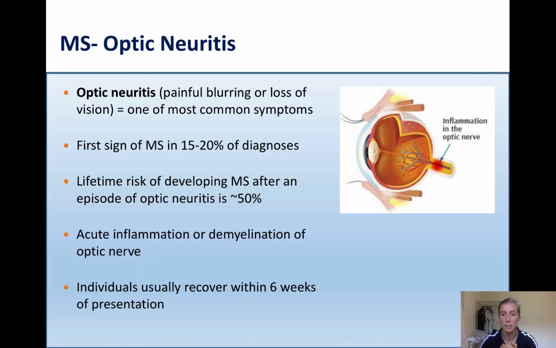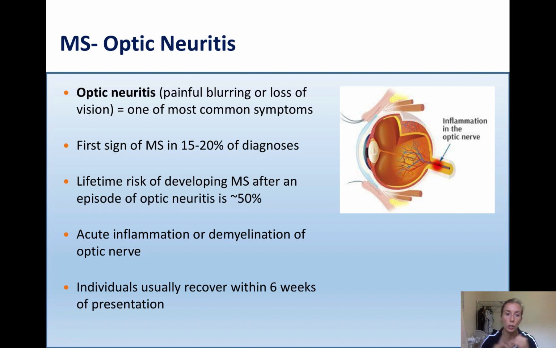So optic neuritis, which I spoke to, describes this painful blur and loss of vision. And like I said, guys, it's one of the most common symptoms in our MS patients. In 15 to 20% of diagnoses, it is the first sign of MS developing. The lifetime risk of developing MS after an episode of optic neuritis is around 50%. So if you see this happening, it's a toss of the coin as to whether you are going to develop MS or not. It's a pretty indicative sign in a lot of cases.